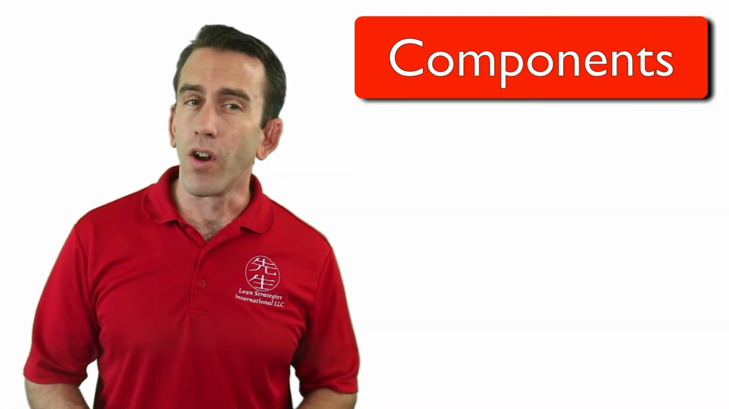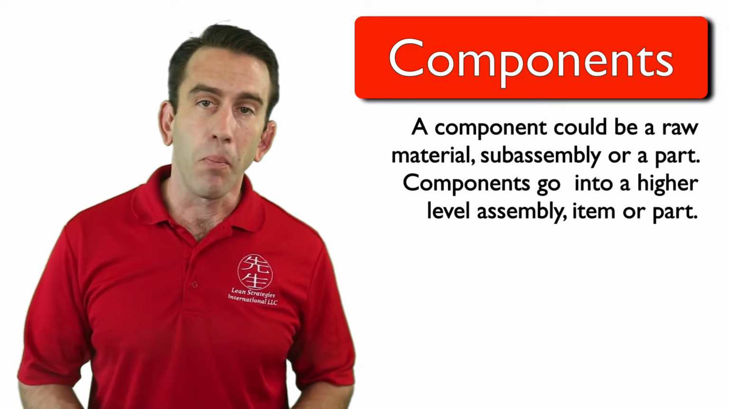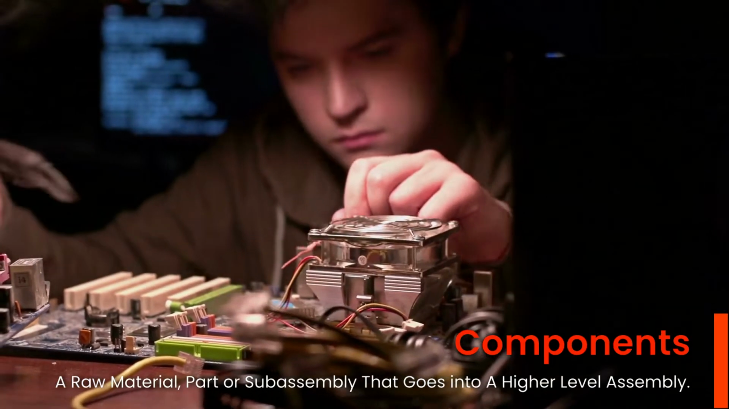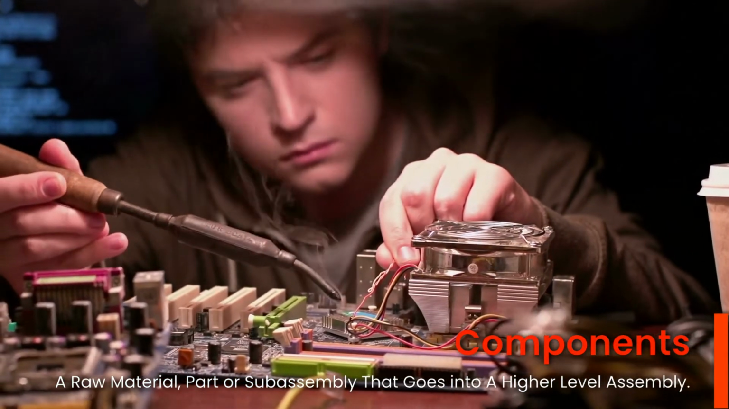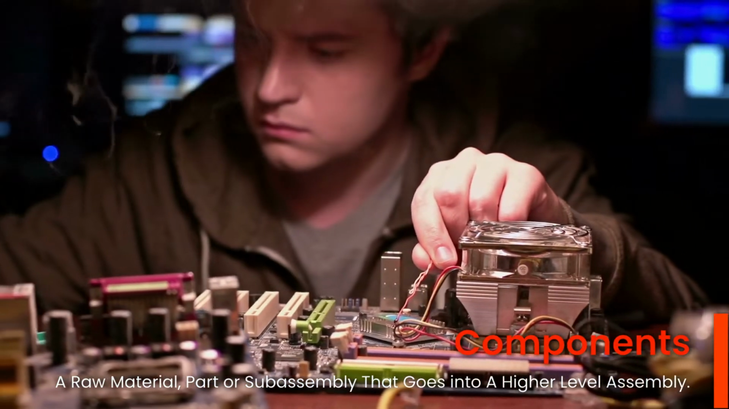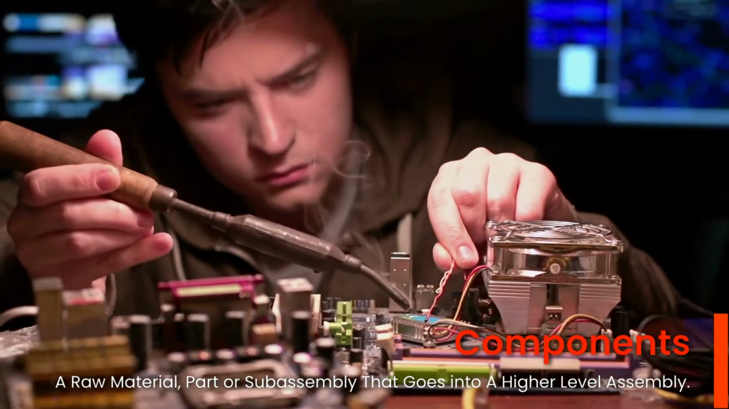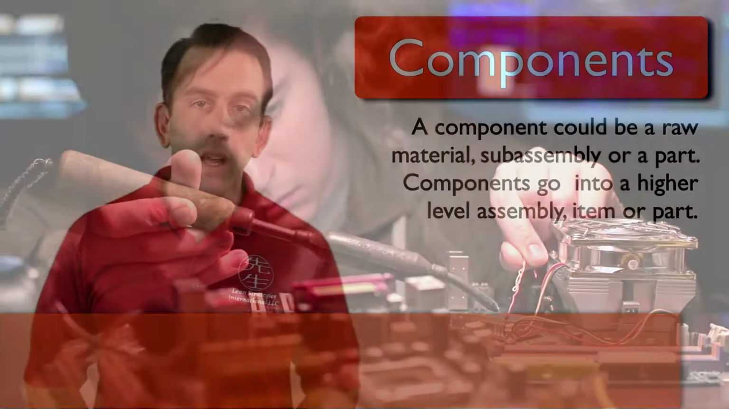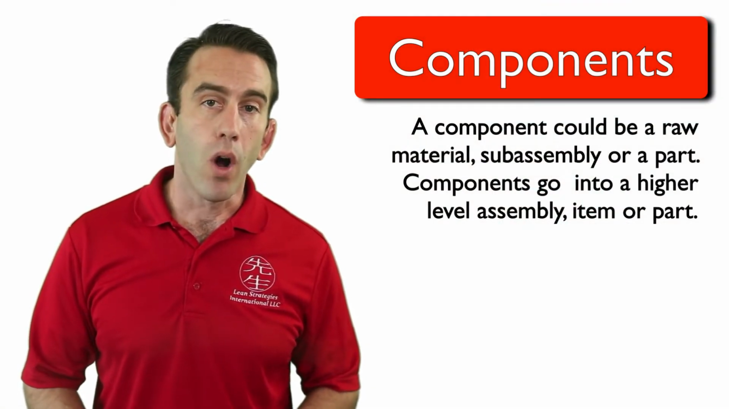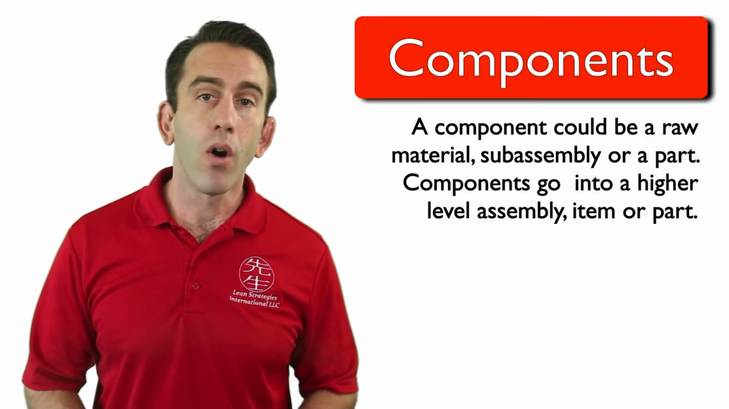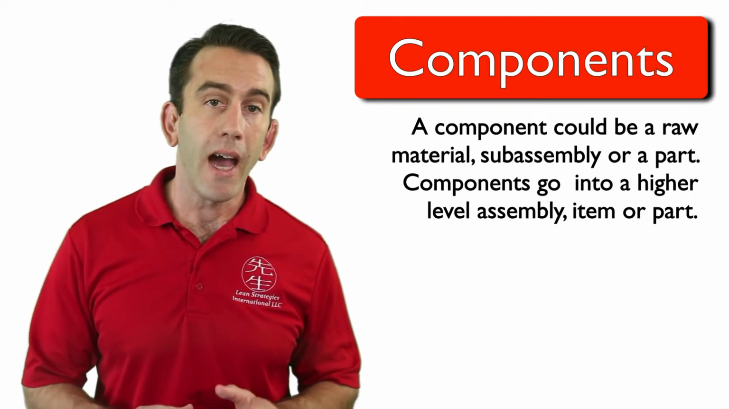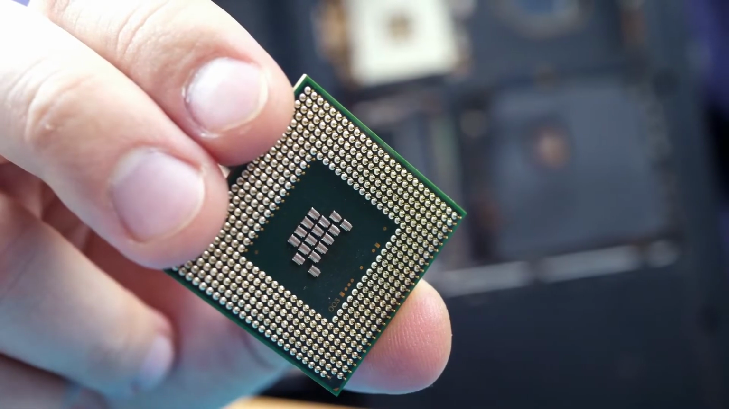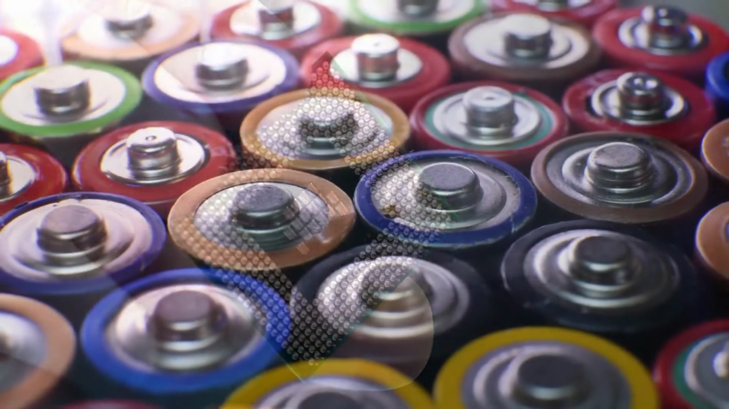Components are a little different from raw materials. For example, computers are made up of many different parts, such as a motherboard, CPU, RAM, and hard drive. Each of these parts are made up of smaller parts. We call these smaller parts components. A component could be a raw material, subassembly, or a part. Components go into a higher level assembly, item, or part. Some examples of components might be hardware, batteries, welding materials, or seals.